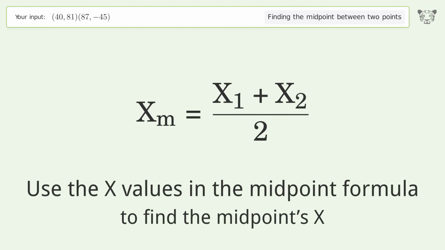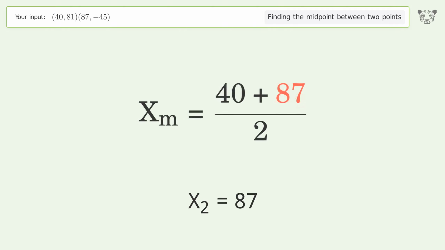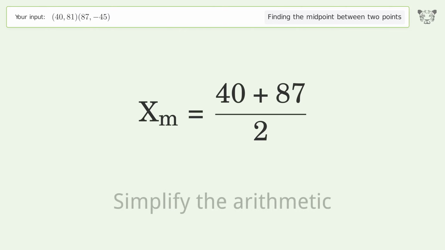Use the x values in the midpoint formula to find the midpoint's x. x1 equals 40. x2 equals 87. Simplify the arithmetic.